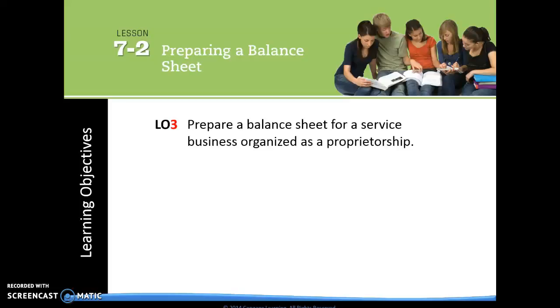Okay, 7.2 is then preparing a balance sheet. So we prepared our income statement. Now we're going to prepare a balance sheet. Your one learning objective is just being able to prepare a balance sheet for a service business organized as a proprietorship.